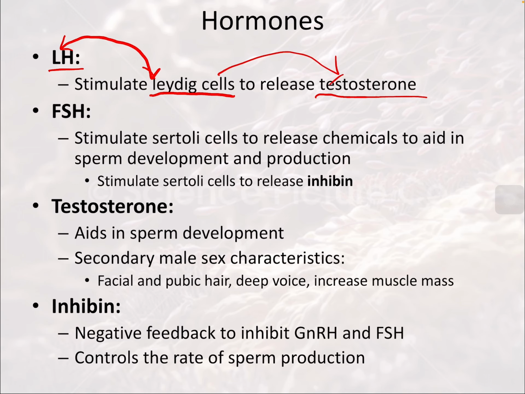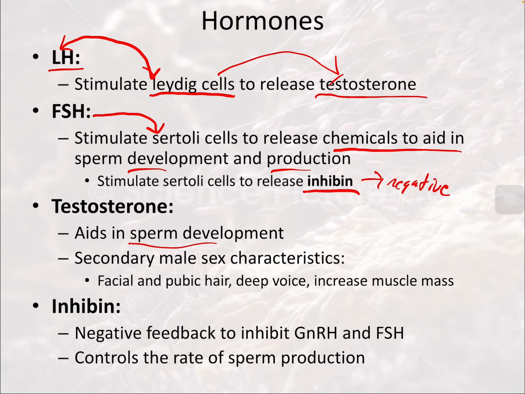All right, FSH, or follicle stimulating hormone, again, these are named for what they do in females, not for what they do in males. There's no follicles in males, but what they do is they stimulate those Sertoli cells to release those chemicals to aid in sperm development and production, as well as they stimulate Sertoli cells to release a hormone called inhibin, which is going to provide some negative feedback up above in the chain of hormones, and we'll see that here in a second.